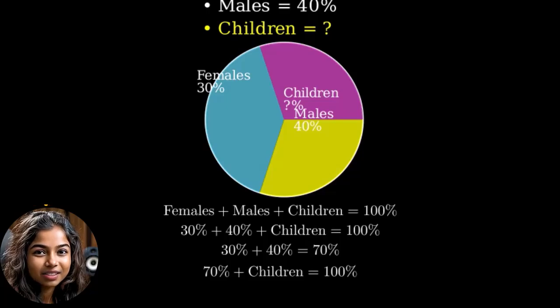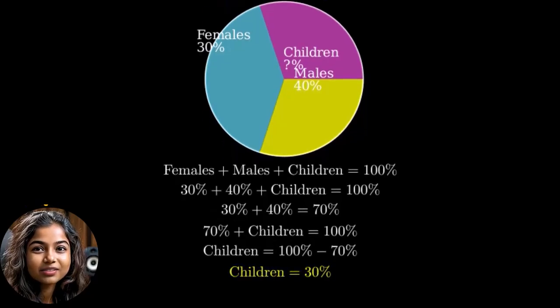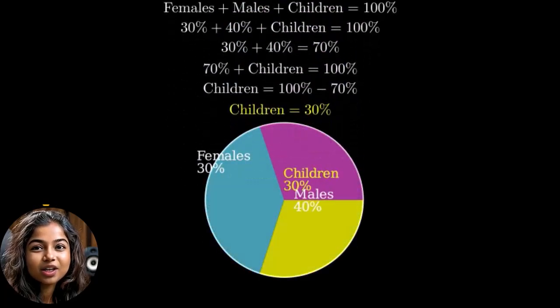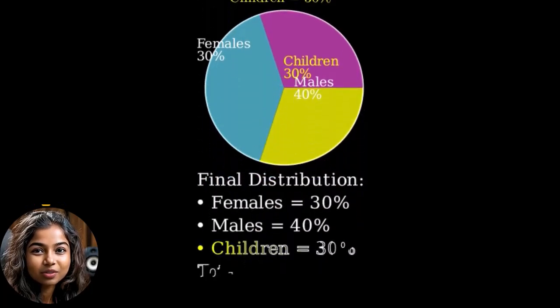To find the percentage of children, we subtract 70% from 100%. 100% minus 70% equals 30%. Therefore, 30% of the city's population are children. Let's update our pie chart with this information. To summarize, in this city, 30% are females, 40% are males, and 30% are children.